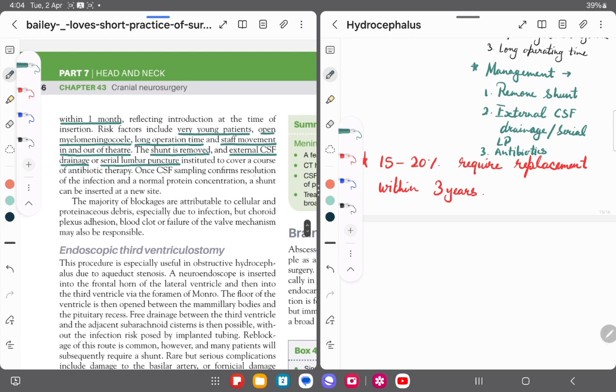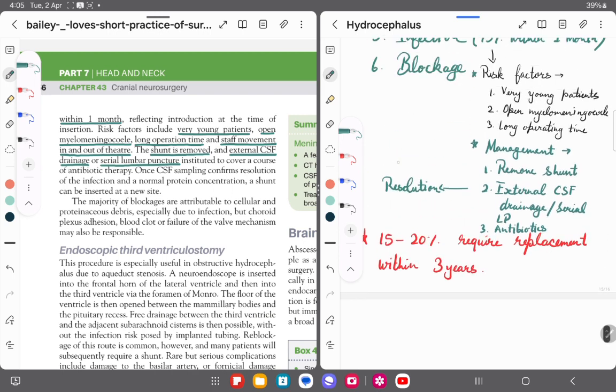Once CSF sampling confirms resolution of the infection and normal protein concentration, a shunt can be inserted at a new site. Then after resolution, insert a new shunt.